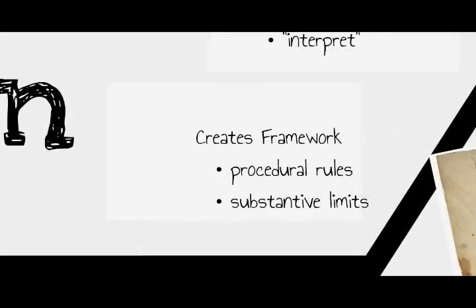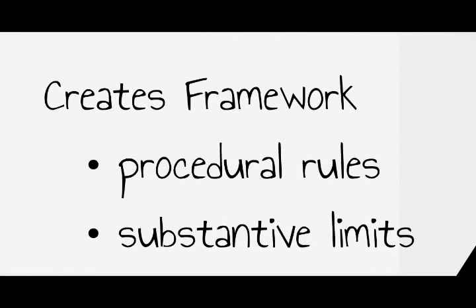The most important part about the Constitution for our purposes is that it creates a framework for the rest of the laws of the land. First, it sets out the procedural rules through which federal laws can be made. This process is familiar to you from your 101 course. The Constitution creates a Congress and tells us how to staff it.